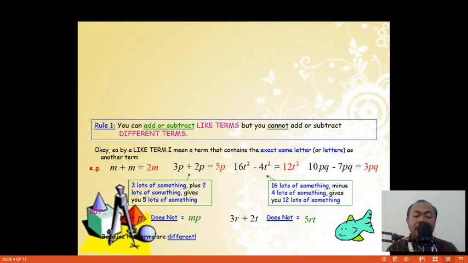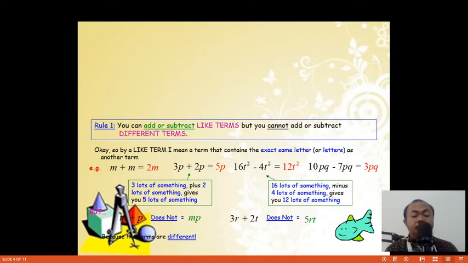But if the letter is different, like m plus p, the answer is not mp, because the letters are different. You still put the number in the form of the previous form. So the answer is m plus p, or 3r plus 2t. It doesn't mean the answer is 5rt. You still put the result in the form of the previous form, 3r plus 2t.